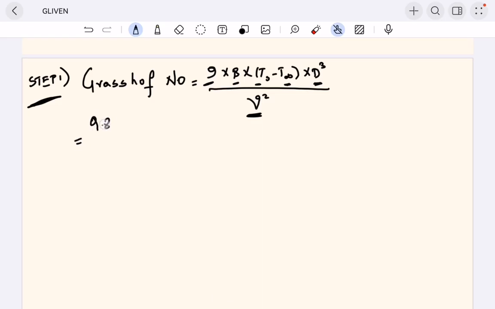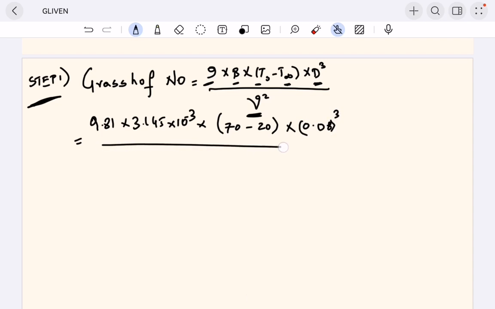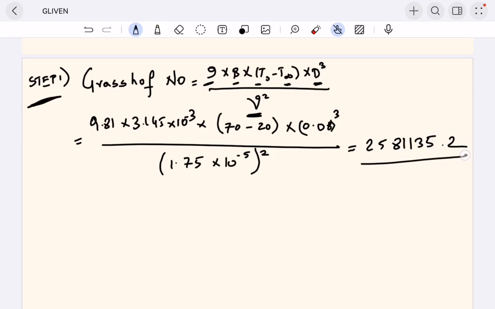What do we get? 9.81 times 3.145 into 10 power minus 3 times Ts is 70 minus T infinity is 20 times the diameter is 0.08 cube to the power 3 divided by kinematic viscosity is 1.75 into 10 to the power minus 5 square. Now if you plug in all the numbers, we'll get somewhere about 2581135.2. That's the Grashof number.